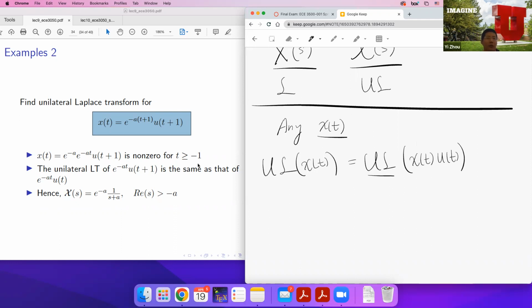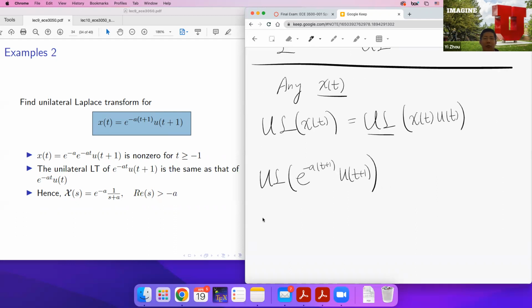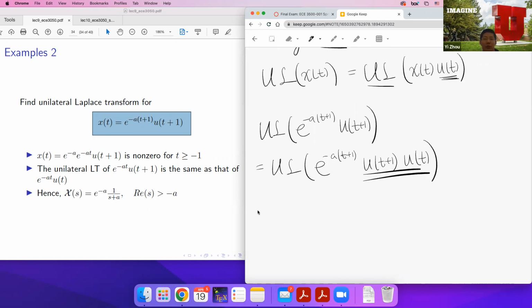So, connecting this to this example, the unilateral transform of e to the negative a(t plus 1) u(t plus 1). I view this as a signal. It equals the unilateral transform of the same signal times u(t). I can add a u(t) for free, right? By this property, I can add a u(t) for free. And these two, you can quickly check, together are basically u(t).